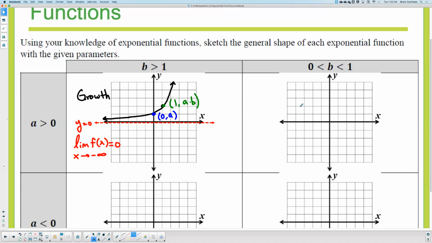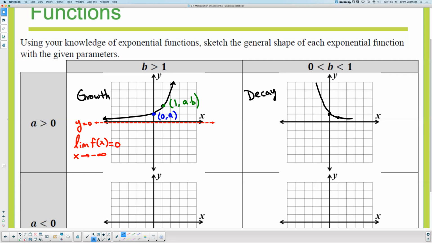This square represents when a is positive and b is between 0 and 1. This is your decay from the previous slide. So the previous slide had both of these. This time, I'm going to put my point here and my next point here, and we're going to go through. So this is a decay.